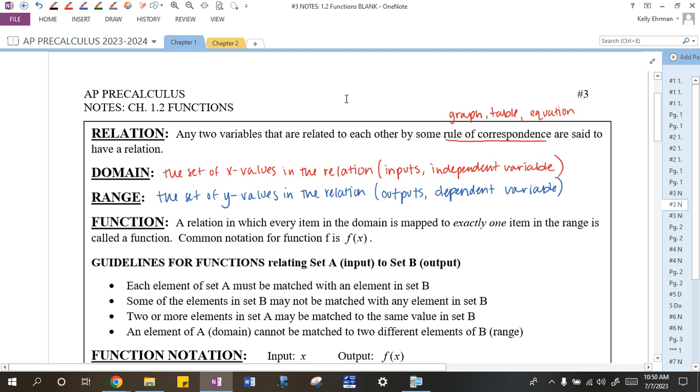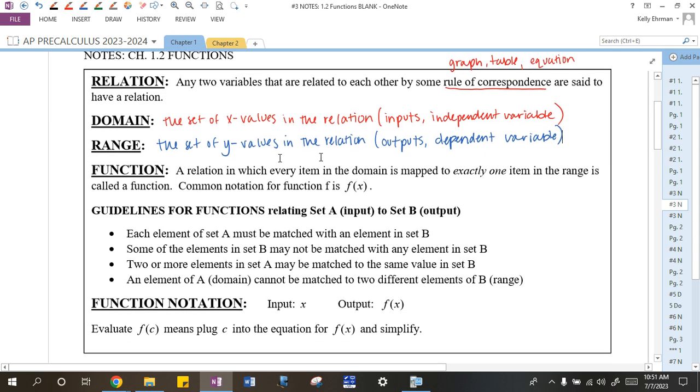And instead of just looking at general relations, although sometimes we do, we are mostly focused on functions. So a function is a specific type of relation. It's a relation in which every item in the domain is mapped to exactly one item in the range. And if that's the case, then you have a function. So it can't be that one of the x values in the domain doesn't get mapped to a y value. It can't be that an x value has two different y values or three or whatever. It has to be exactly one.